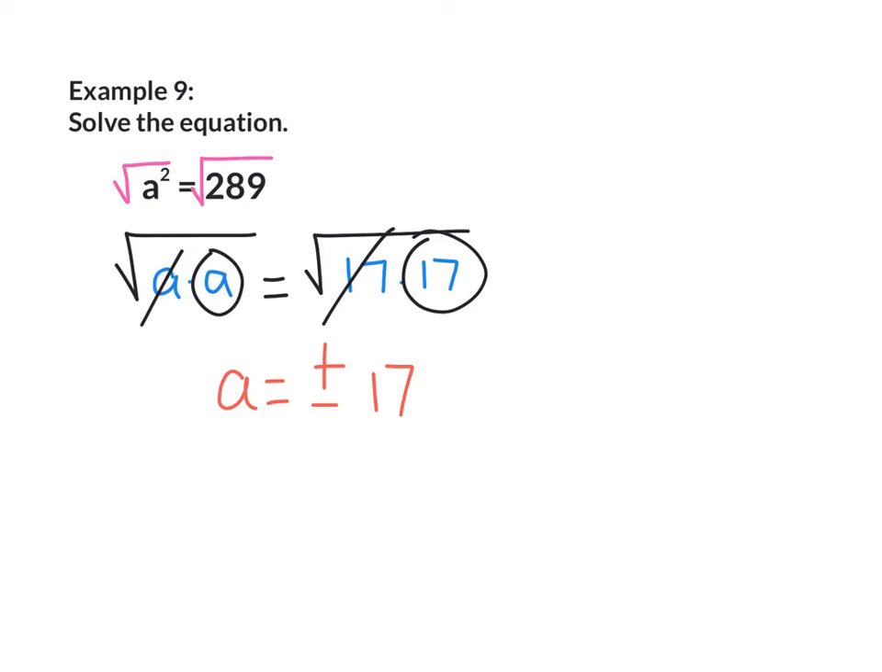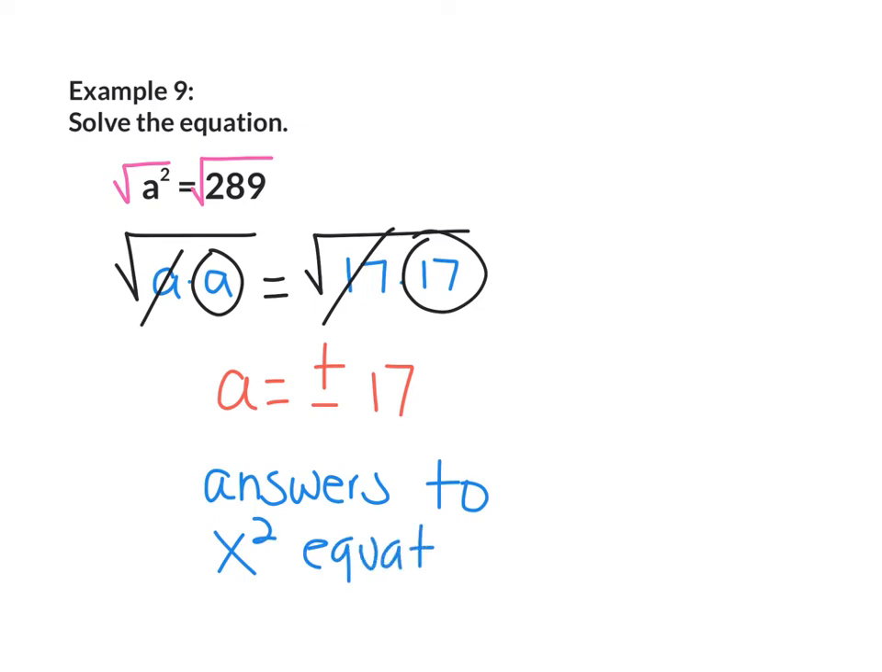Now anytime you solve an equation, your answers always need positive or negative. So we'll write that down. Answers to x squared equations need positive or negative because they're not sure if they're happy or if they're sad.